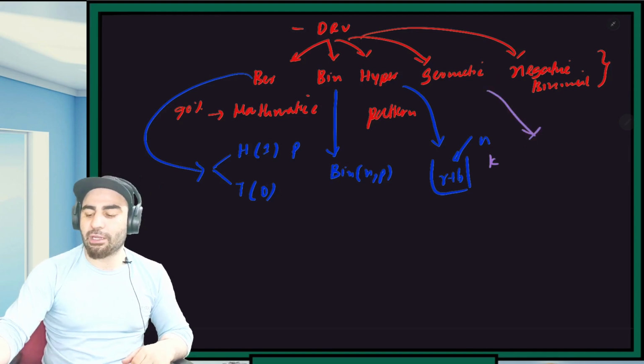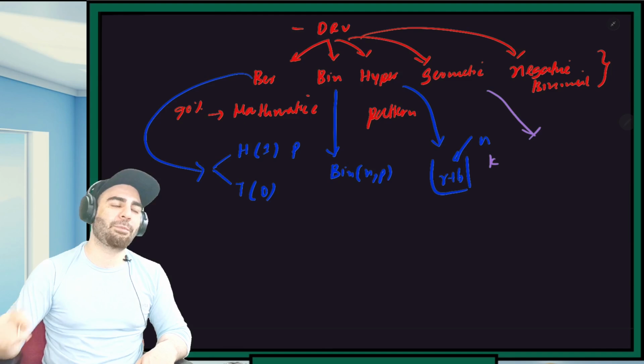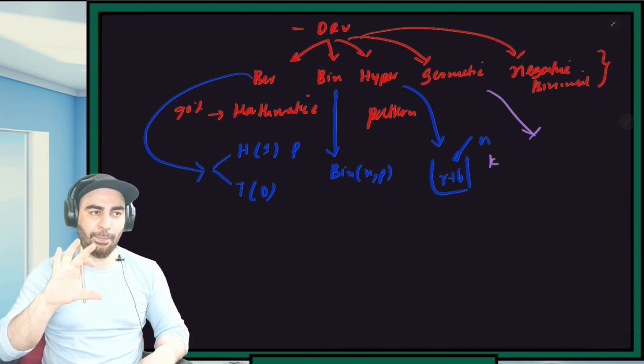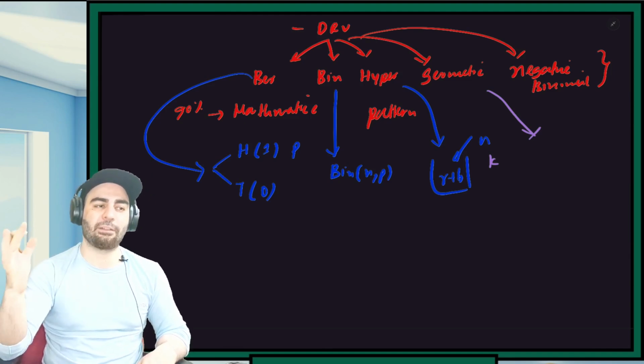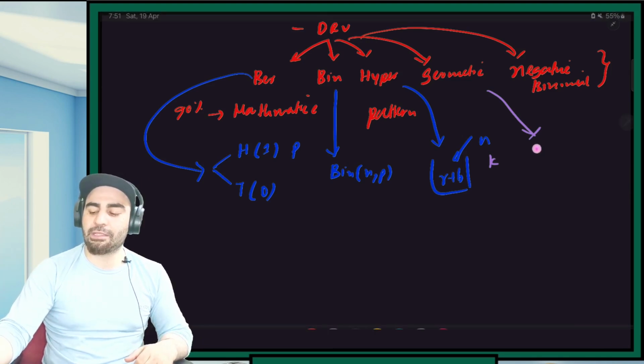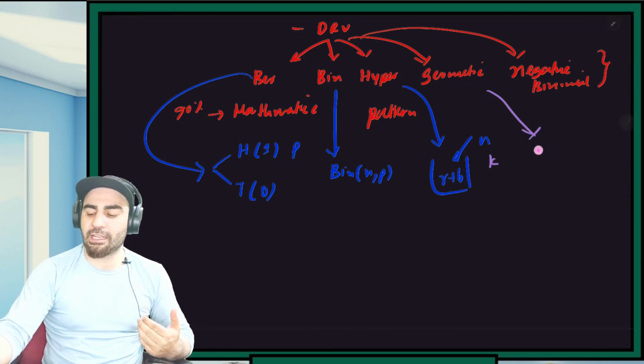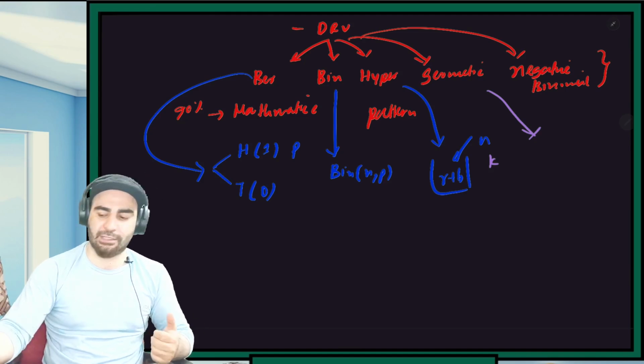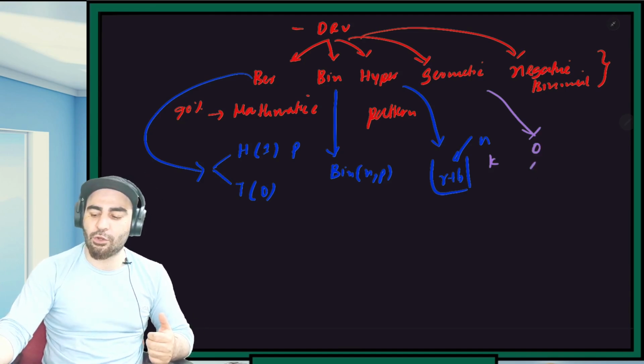Then we have geometric. So what is geometric? In geometric, we keep on performing trials till we get the first success. So this is the number of failures till we get the first success. This is how the geometric random variable is defined. As I said, there is a catch. Some people say number of failures till we get the first success, or they say number of trials till we get the first success. Some people count from 0, some people count from 1.